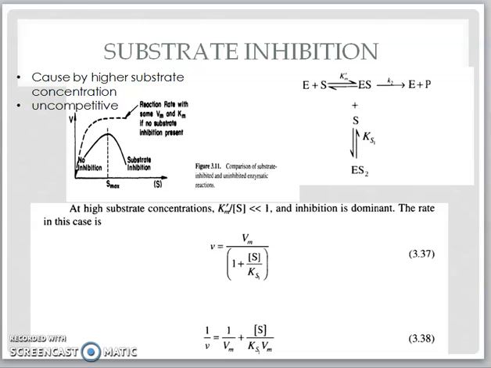So what happens when you plot the Michaelis-Menten plot? You will find that the pattern of the graph will not be hyperbolic. It will be a curve, like a bell shape here. So if your Michaelis-Menten graph becomes like this, it means that there is substrate inhibition occurring in your reaction.